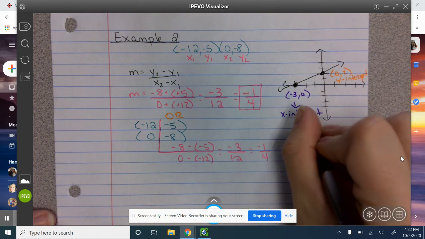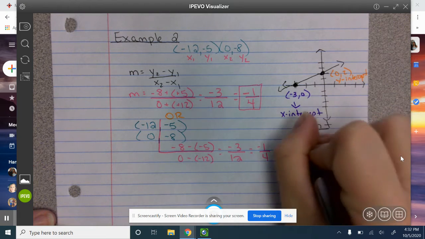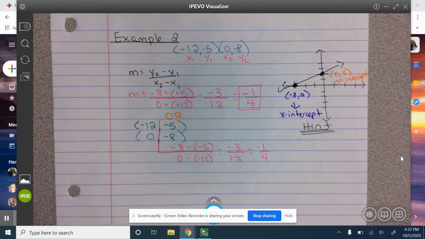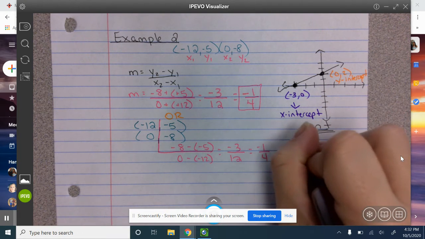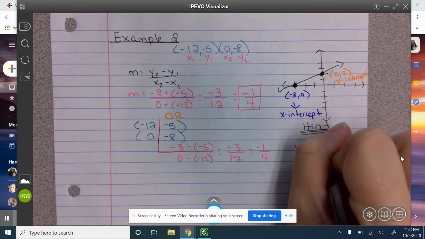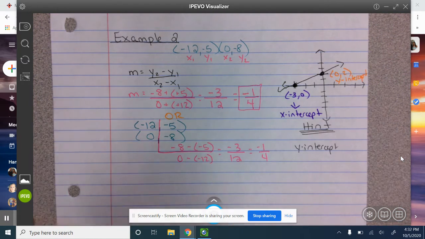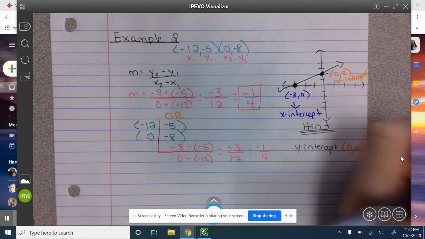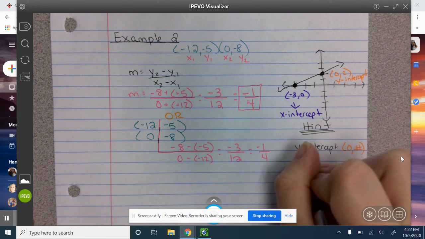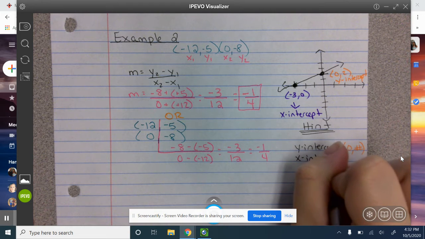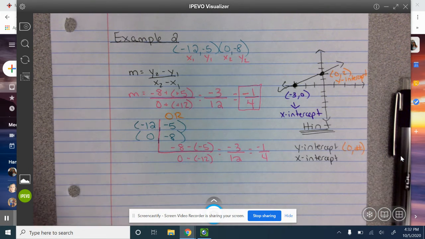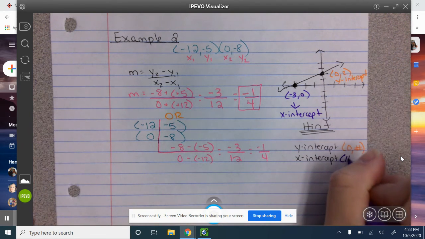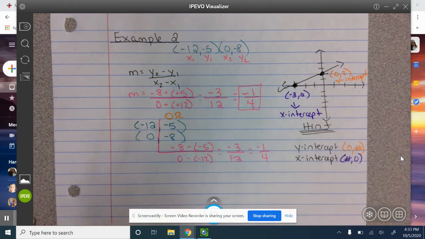So a big hint that I want to give you is a y-intercept is always going to be written in a coordinate 0 and then a number. If it is an x-intercept, it is always going to be written as a number and then 0.